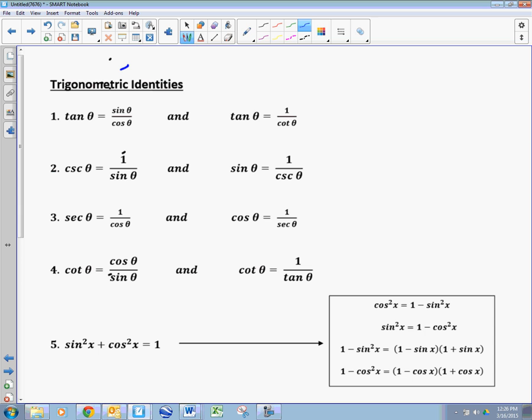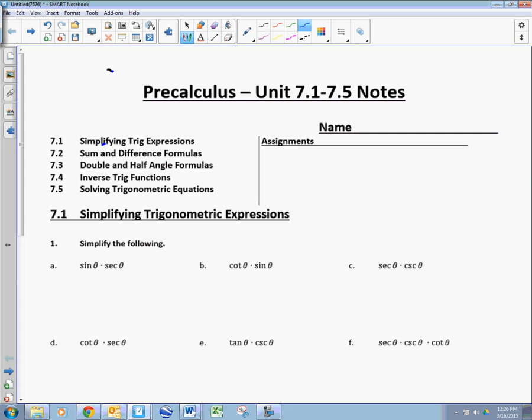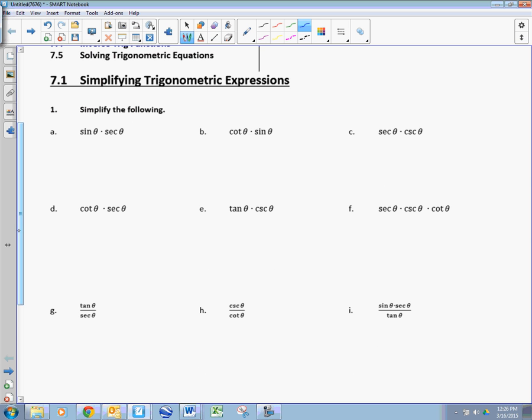Huh, what do you notice? All 6 can be written in terms of sine and cosine. I mean, every single one of the trigonometric functions can be written in terms of sine and cosine. So that will allow us to rewrite them and see if certain things cancel off. For example, let's look at the first problem. It says simplify sine of theta times secant of theta. What I do is I write them in terms of sine and cosine. Sine is already in terms of sine and cosine, isn't it?